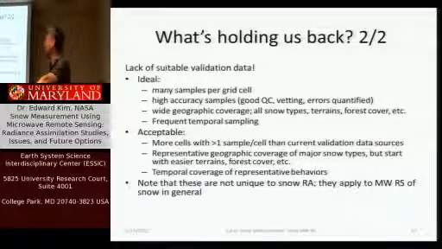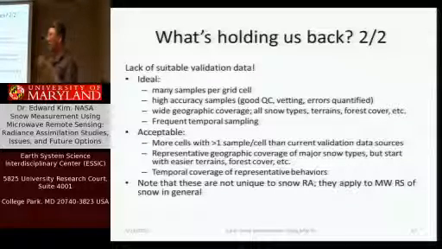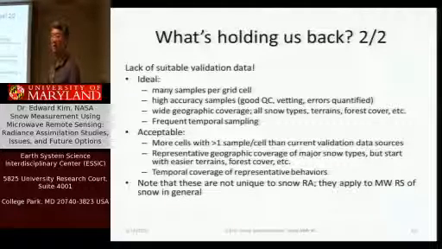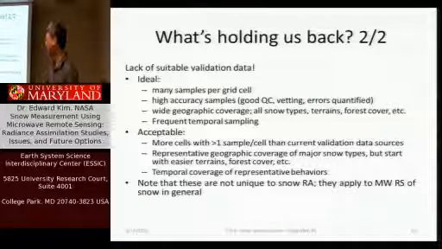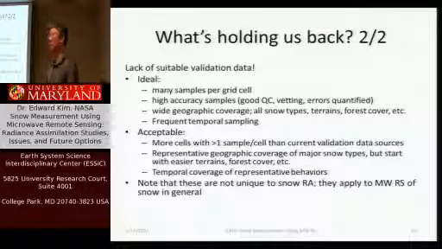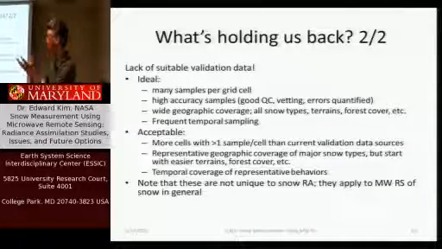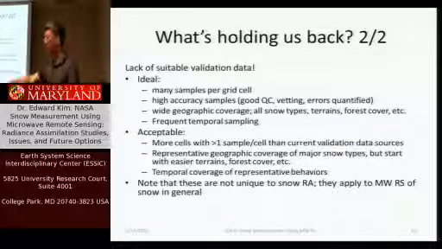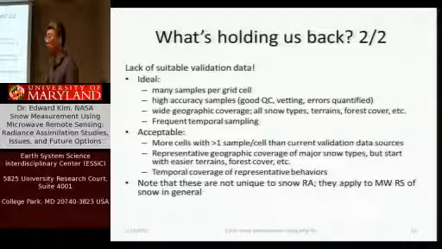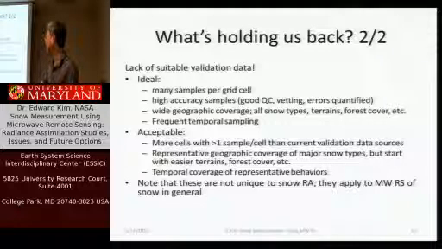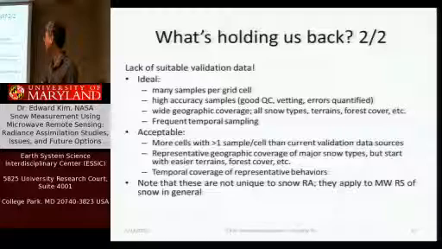So what's acceptable? Well, it would be really nice to have a few cells where you have more than one sample within the cell. That happens very rarely, unfortunately, with validation data sets. And then at least let's get some representative geographic coverage. We've got very, very limited data sets that have that coincident microwave and snow ground truth. And they only cover one or two kinds of snow, one or two times. So it's really not a lot to work with.